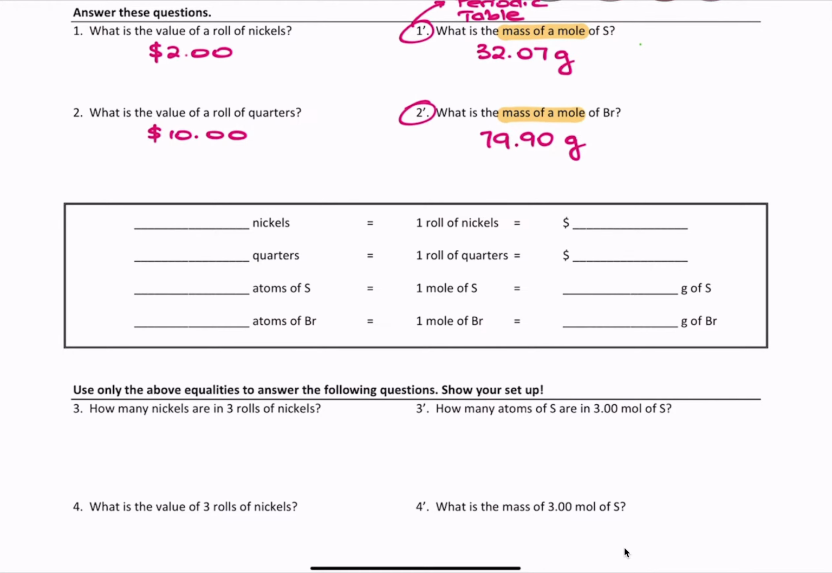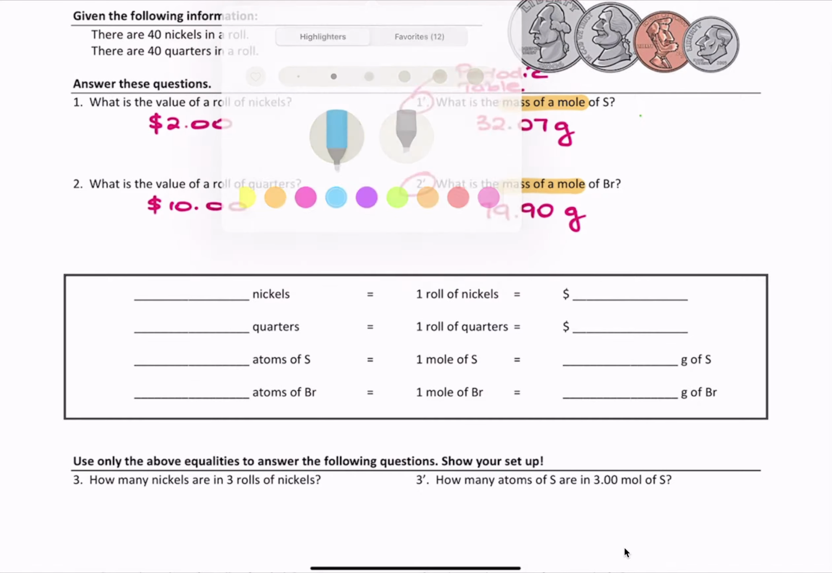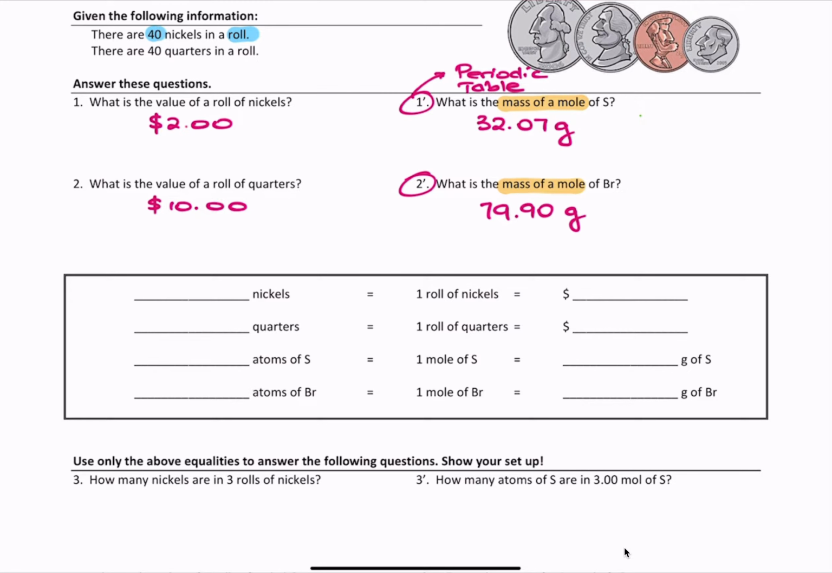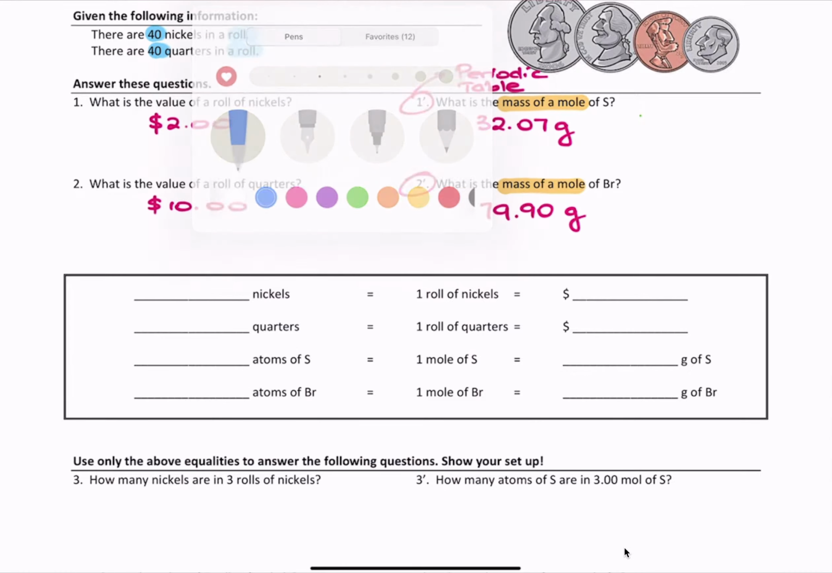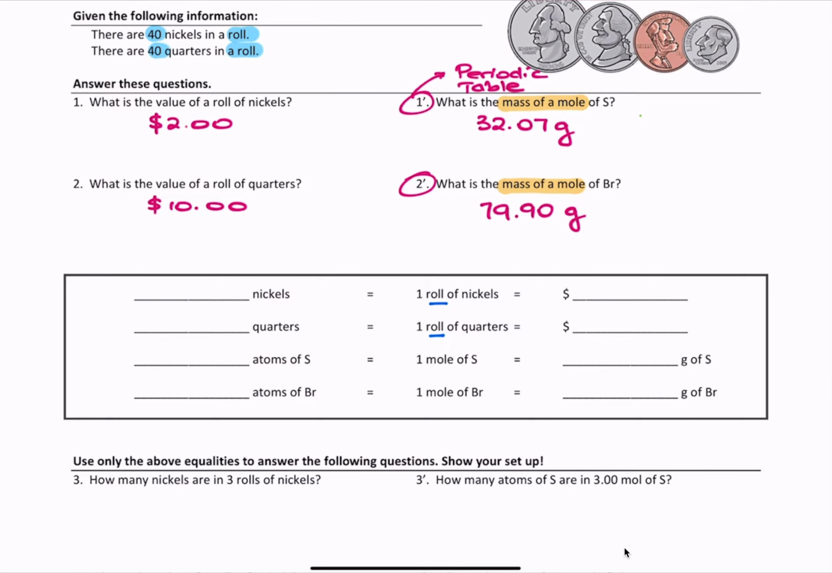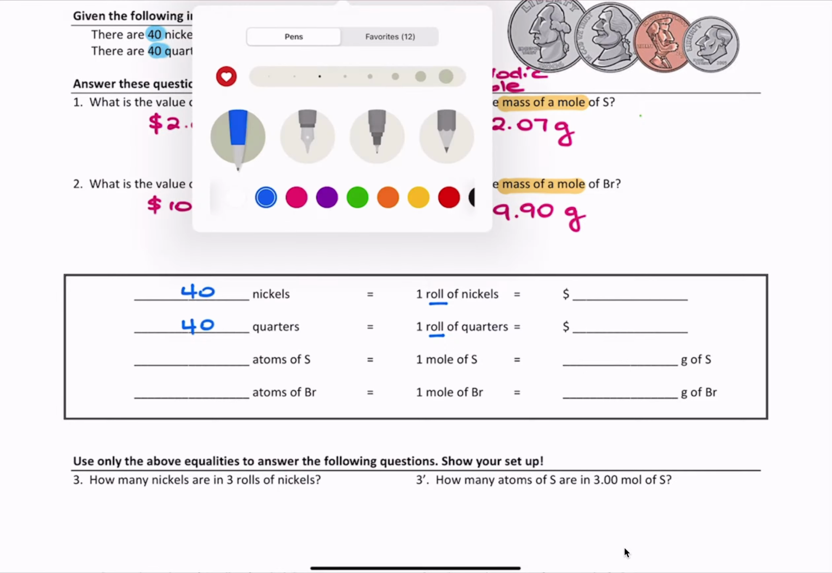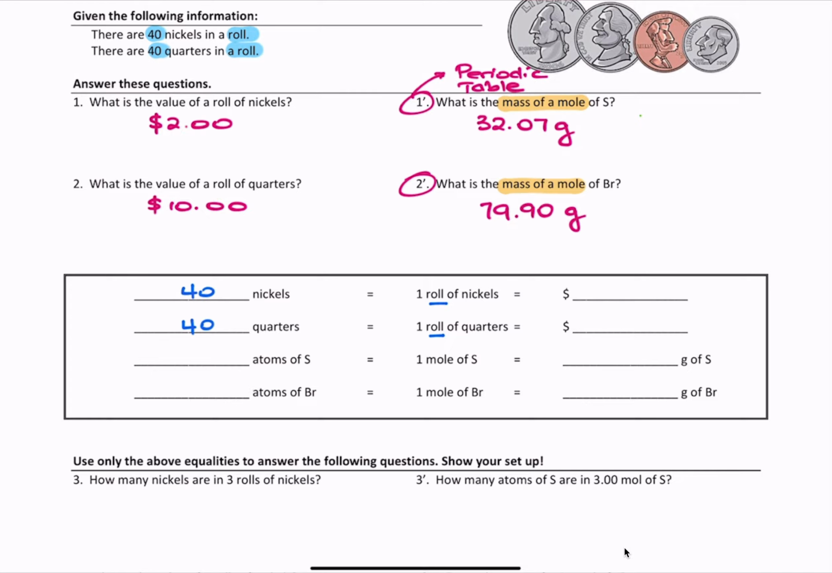We know per given data that a roll contains 40, and it's a measurement, okay? It's a counting number, as a dozen, as a gross, as a ream, as a mole. Therefore, in a roll of nickel or in a roll of quarter, we will find 40, okay? We have calculated the value in question 1 and 2, therefore we know that a roll of nickel is equal to $2 and a roll of quarter will be equal to $10. We're going to use question 1 prime and 2 prime to fill in the blank for the two other lines.